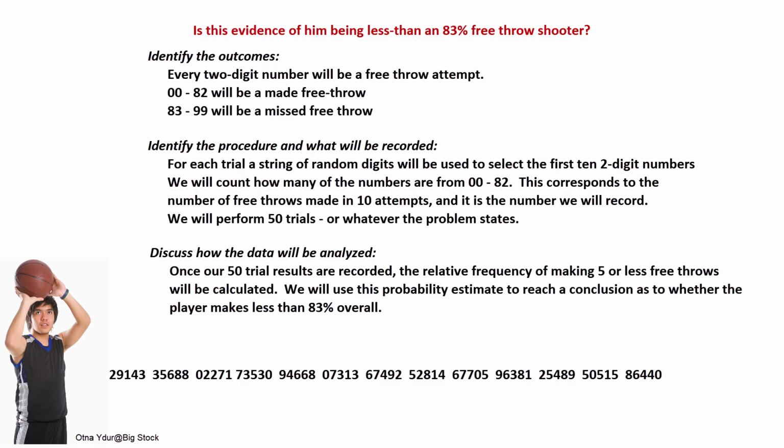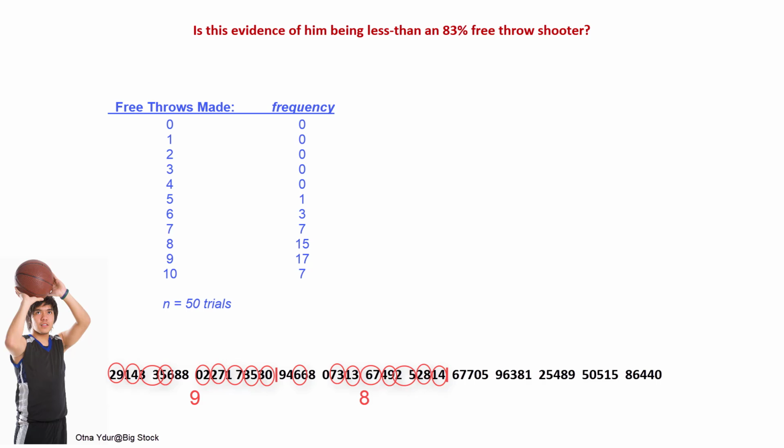Oftentimes on an exam, you'll be asked to show the first 3 trials on a set of random digits and mark them up. So we'll start with the first 10 two-digit numbers. We'll put a vertical segment just after the last number in the trial. We're going to circle the made free throws and then record the total made free throws above or below the random digits used. And then we can use the results to answer any questions in the problem.